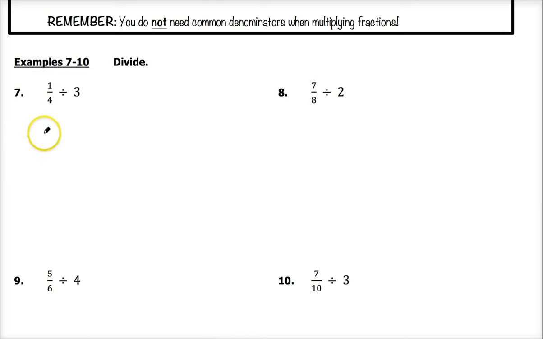So for number 7 here, we have 1/4 divided by 3. So what we're going to do is we're going to turn 3 into a fraction, and for whole numbers, that just means putting them over 1. So this becomes 1/4 divided by 3 over 1. So I'm going to recopy my first fraction, 1/4. And now I'm going to change this division symbol to a multiplication symbol. So this is going to be 1/4 times, and now I'm going to do the reciprocal of 3 over 1, which is 1/3.